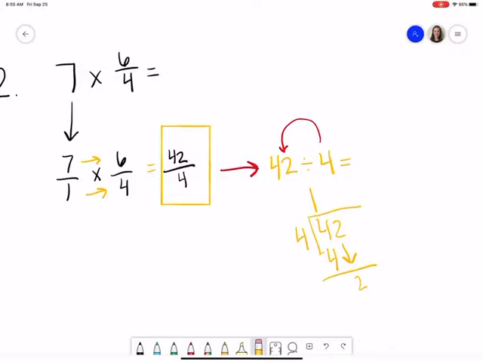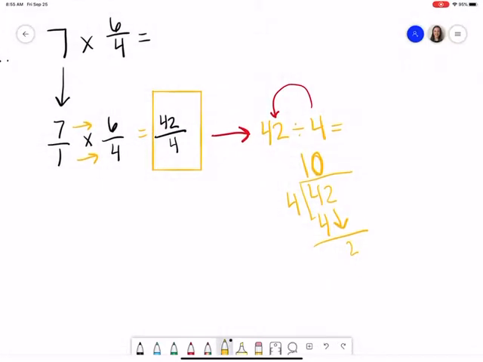How many times can 4 go into 2? It can go in 0 times, right? So 0 times 4 is 0, minus 2. We have 2 left over. And always remember, the reason that I did that is because I need to fill up my tens place and my ones place.